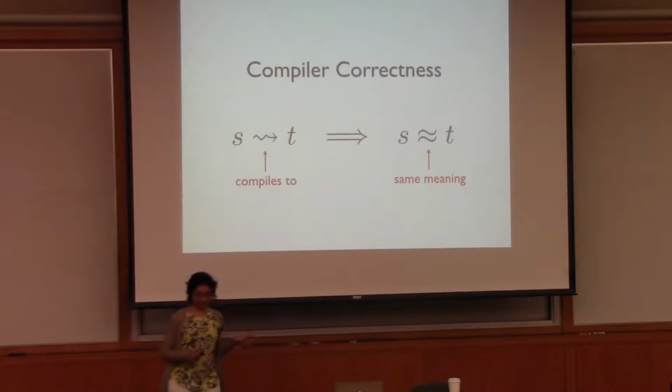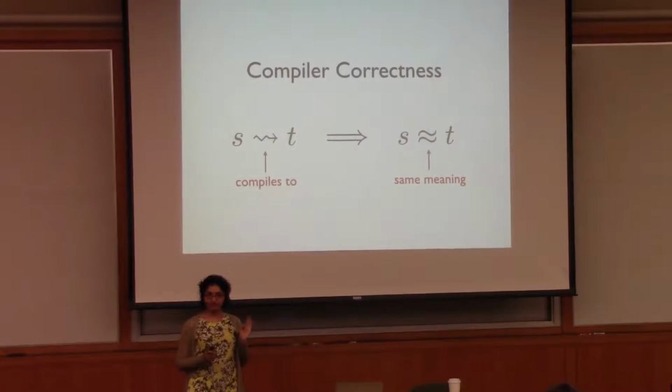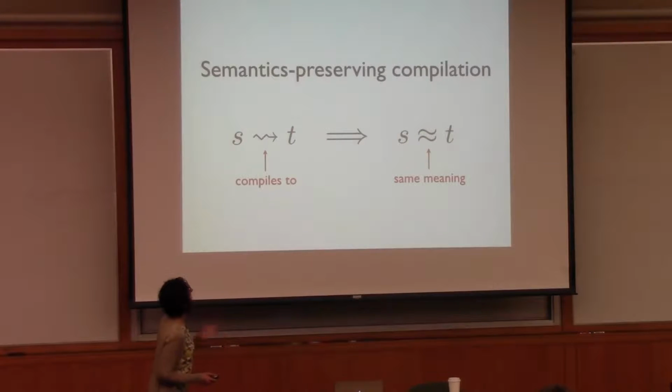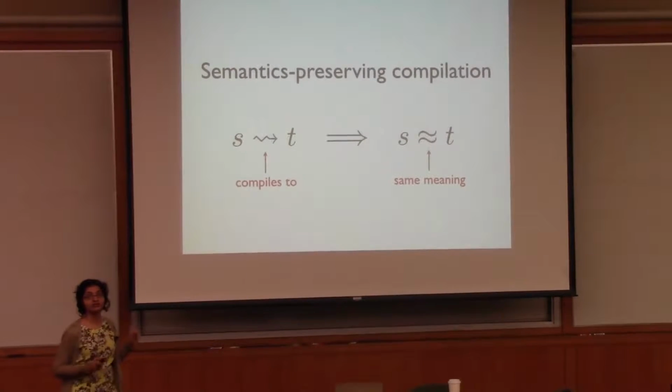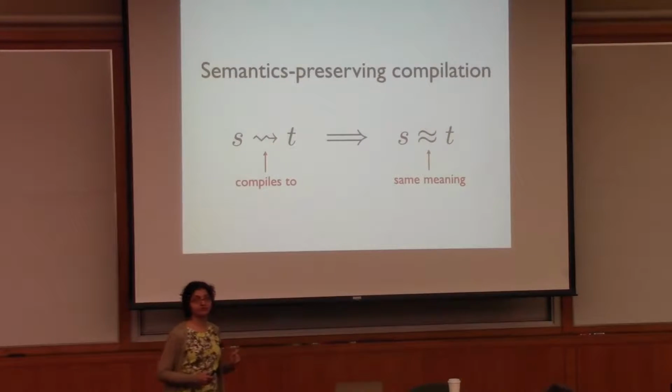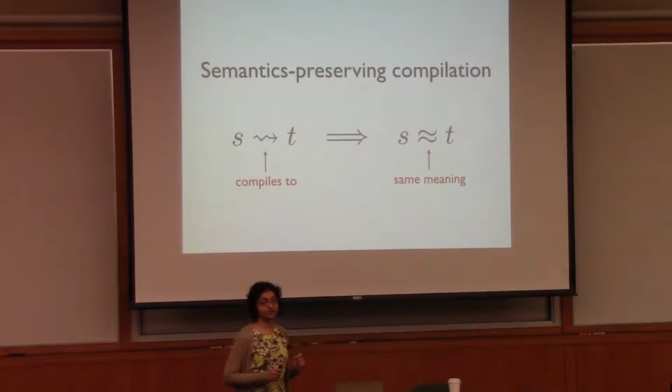And just to make it really clear, informally we all go around saying compiler correctness, okay? But more formally speaking, the property that we're trying to prove is semantics preserving compilation. That the meaning of programs is being preserved, right? Semantics preserving compilation. All right.